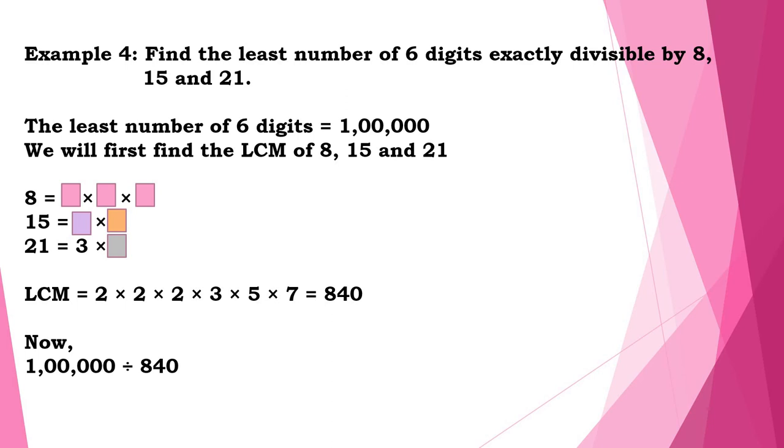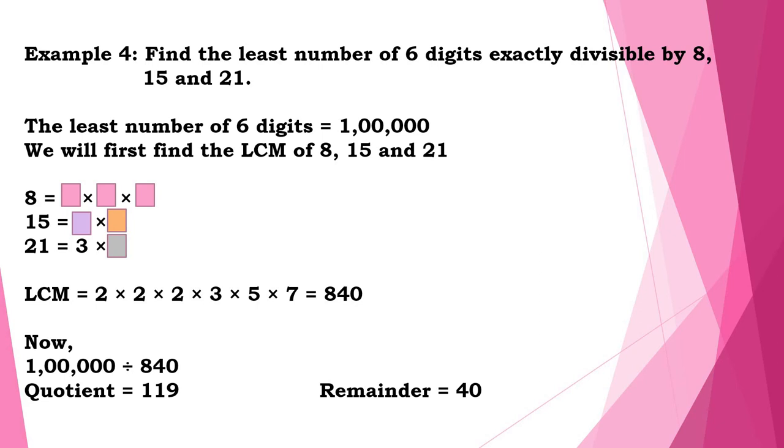Why are we doing it? Because a multiple of a multiple is also a multiple of the given number. For example, if 24 is a multiple of 6, then 48, which is a multiple of 24, is also a multiple of 6. So when we divide these two, we are trying to find the multiple of the lowest common multiple. When we divide it, we get the quotient 119 and remainder 40.